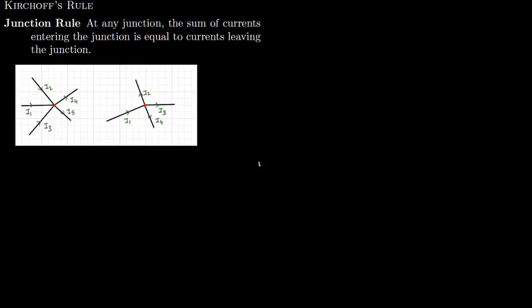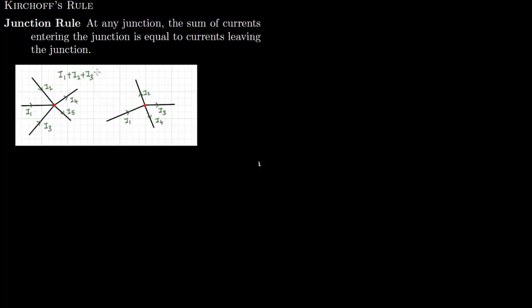So we start with Kirchhoff's rules. The first rule is the junction rule. It basically says that at any junction, the sum of currents entering the junction is equal to the sum of currents leaving the junction. So for example, here the currents entering are I1, I2 and I3.